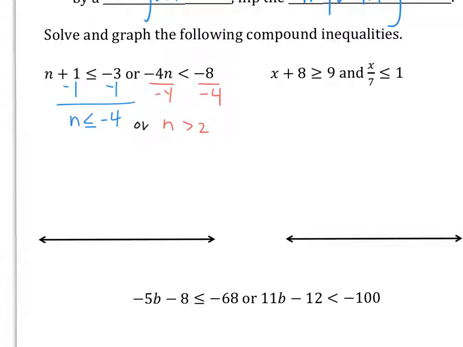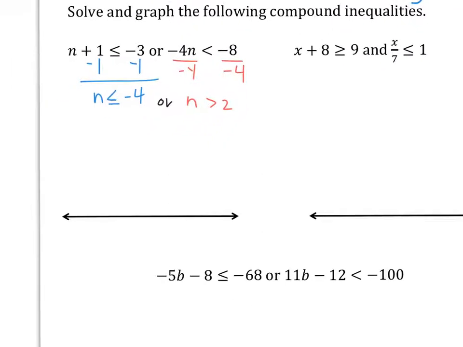So what really should happen with or statements is we want this answer or that answer. So a lot of times, except for a few special cases, you will see that there's a gap in the graph. And one of the inequalities, when we graph that, will go one way, and when we graph the other inequality, it will typically go the other way.